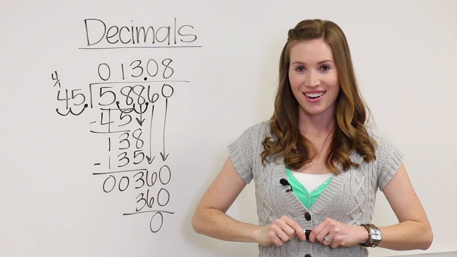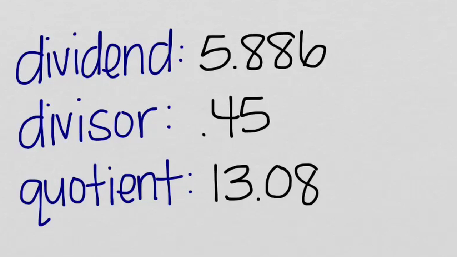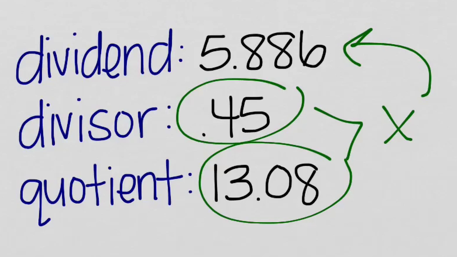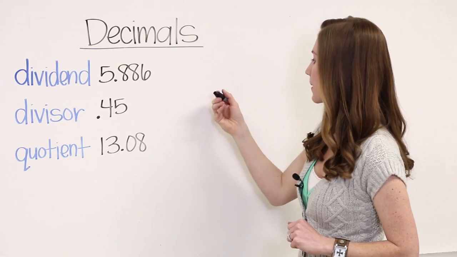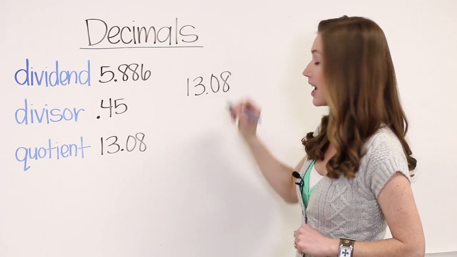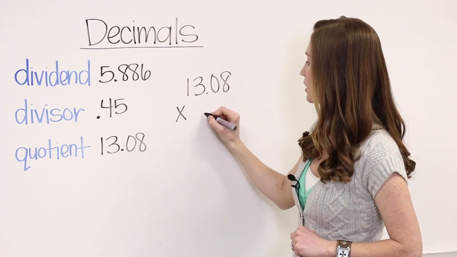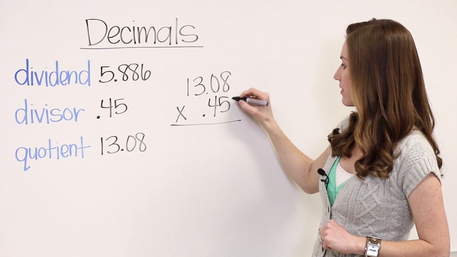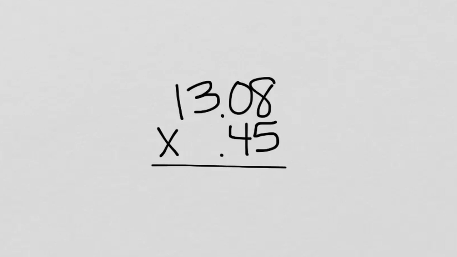Let's check our work together. In this problem, our quotient is 13 and 8 hundredths, and our divisor is 45 hundredths. When we multiply the two, we should get our dividend of 5 and 886 thousandths. Let's check our work. 13 and 8 hundredths times 45 hundredths. 5 times 8 is 40. We write the 0, carry the 4.